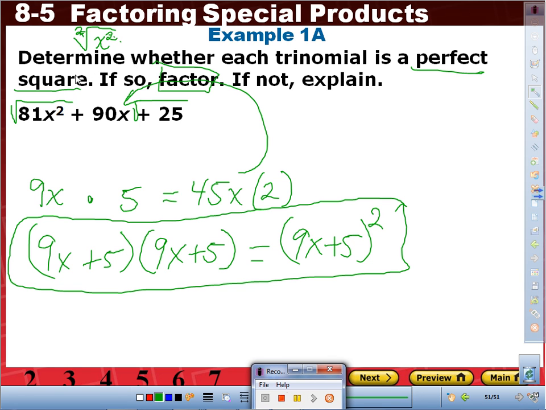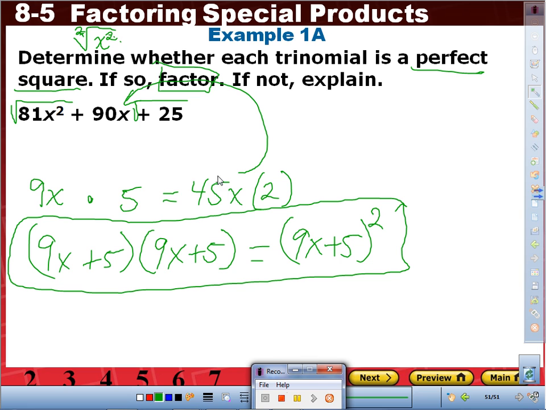Okay, so let me see the pattern once again. To check to see if it's a perfect square, I need to get the square root of the first term. Square root of the last term. Multiply both of them and then times 2. That should give us the middle term. If it is, therefore, my factors, I just use these two values, and it's going to be 9x plus 5 times 9x plus 5, which can be written as 9x plus 5 squared.